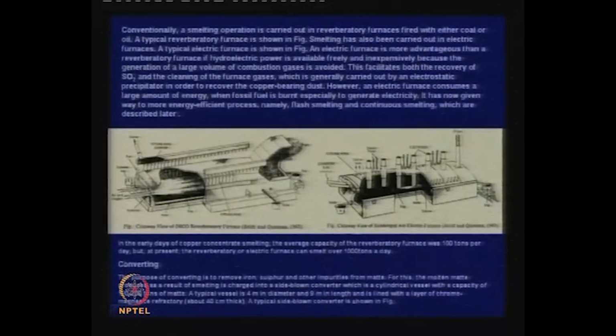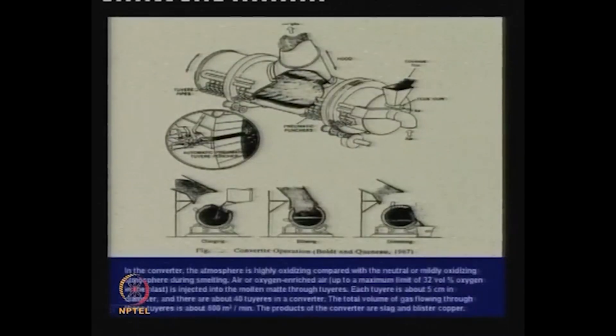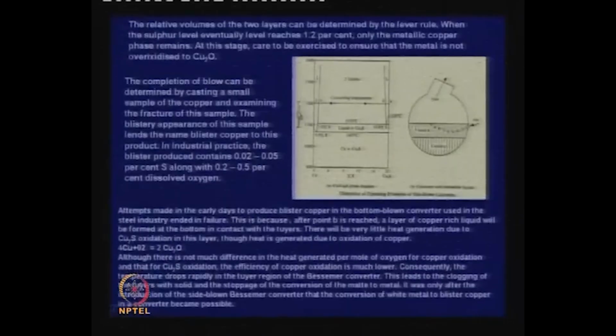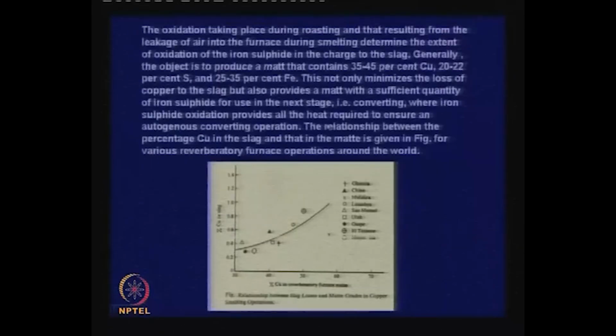These are the conventional reverberatory smelting furnace, that it can be an electric smelting furnace. Finally, there is converting in a side blown converter. We cannot blow from the bottom. I have discussed exactly what happens when the converting reaction takes place. I have talked about copper loss in slag, which is related to percentage copper in reverberatory furnace matte.